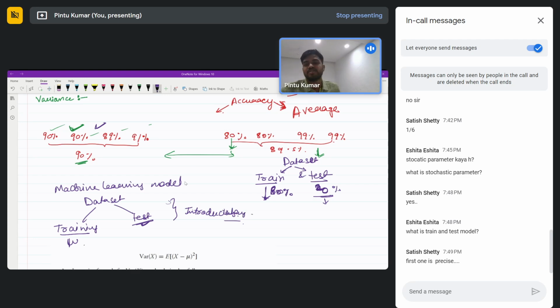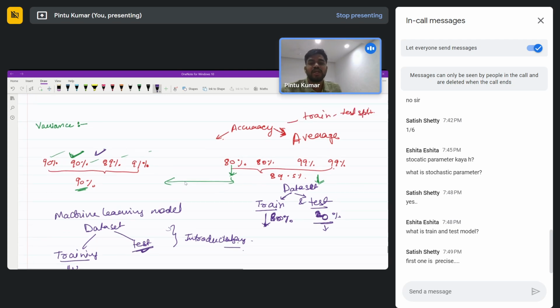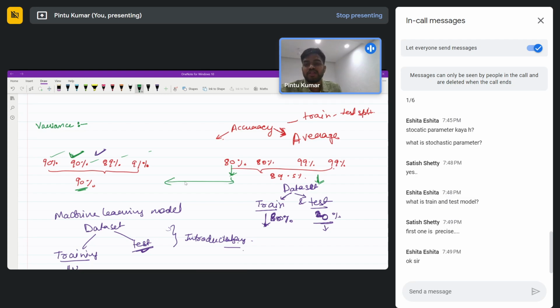Yeah, the other term is that the first one is precise, but mathematically we can say that the variance is less in this case. I'll define the variance. So what is variance? Variance gives you a measure of how far your data points are from the average value. In this case, your average value is 89.5, so the data points are very far from your average value. But in this case, they are very close to your average value. So for this case, you will have a low variance. Variance is the change in values. In this case, you will have high variance.